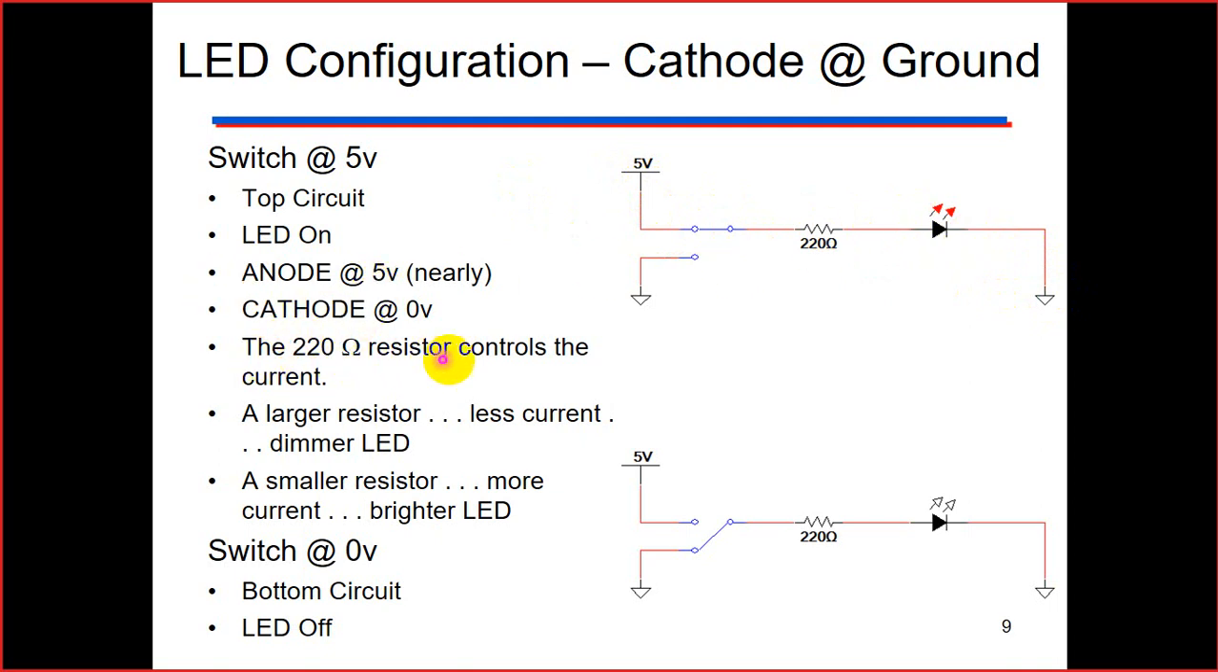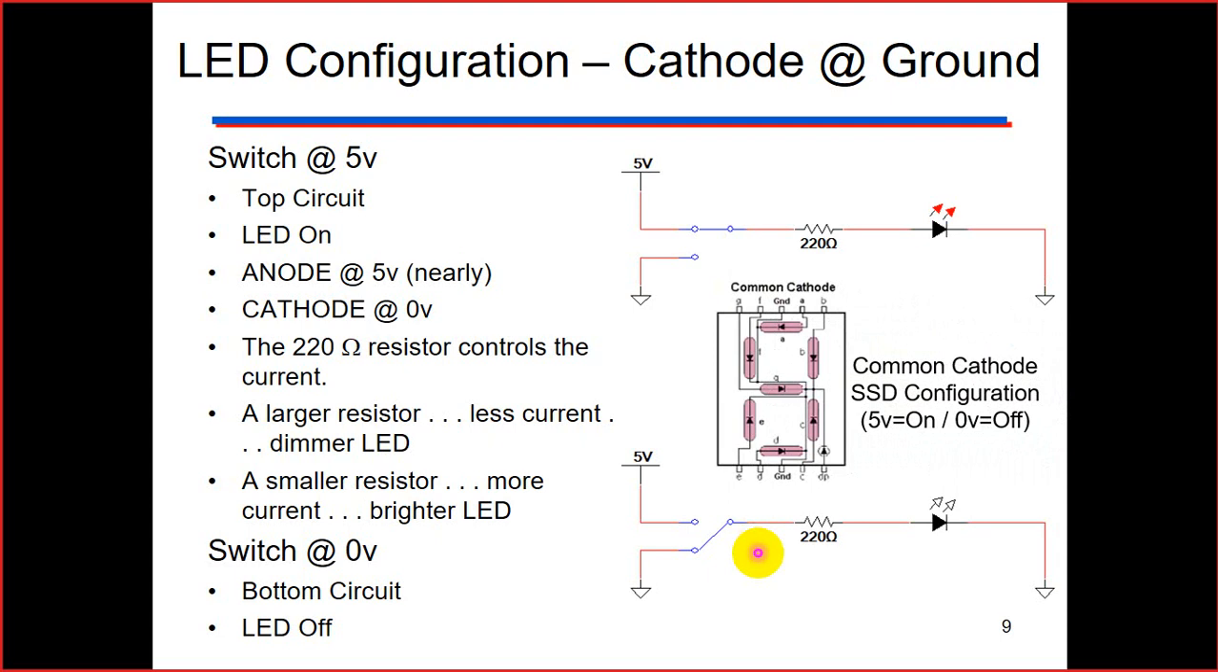The 220 ohm resistor controls the current. A larger resistor, less current and dimmer LED. A smaller resistor, more current and brighter LED. Now if you put the switch in the bottom picture, switch at 0 volt, the LED becomes off, because it does not satisfy the condition to turn on the LED. So let's see the picture of common cathode. Just the opposite of the operation of common anode. 5 volt makes the common cathode LED on and 0 volt makes it off.